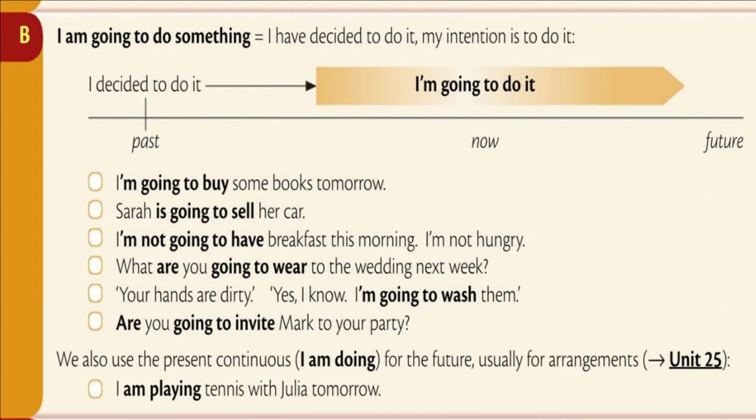Section B. I am going to do something. It means I have decided to do it. My intention is to do it. You can see the timeline. For example, I am going to buy some books tomorrow. Sarah is going to sell her car. I am not going to have breakfast this morning.